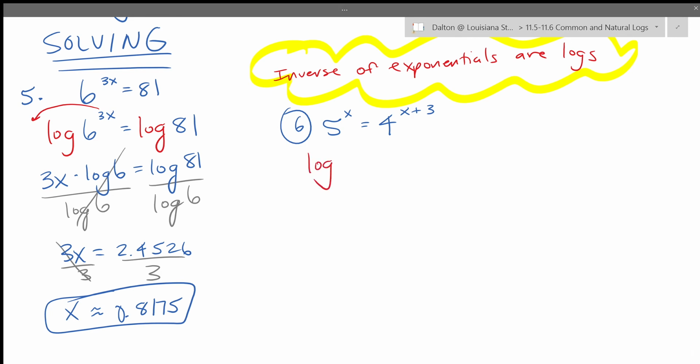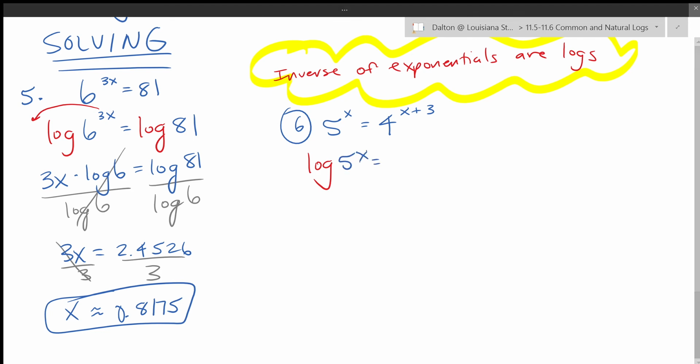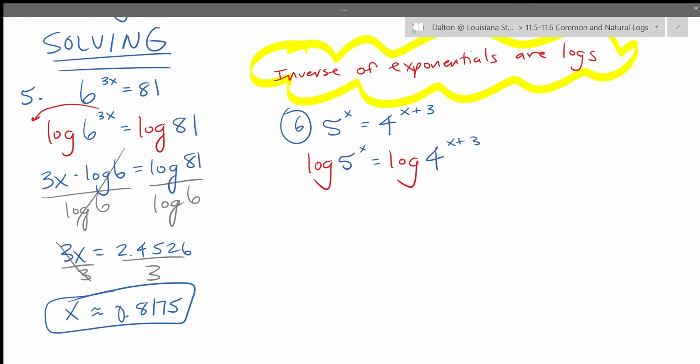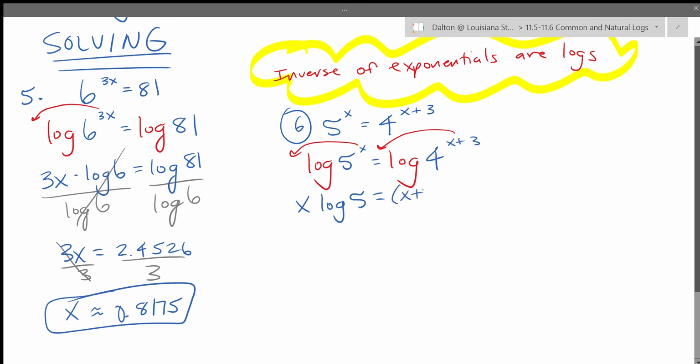So I'm going to take the log of 5 to the x is equal to the log of 4 to the x plus 3. And then again, the exponential property says if you have the log of a number and that is to an exponent, then the rule is that these exponents actually drop out front and multiply in front of the log. So this would be x times the log of 5. And then here you've got to be careful. This x plus 3 needs to remain together in a set of parentheses times the log of 4.